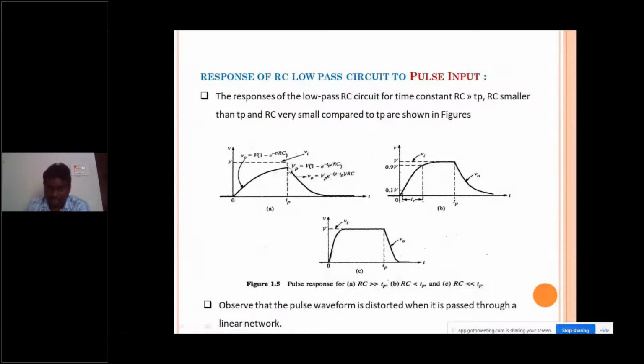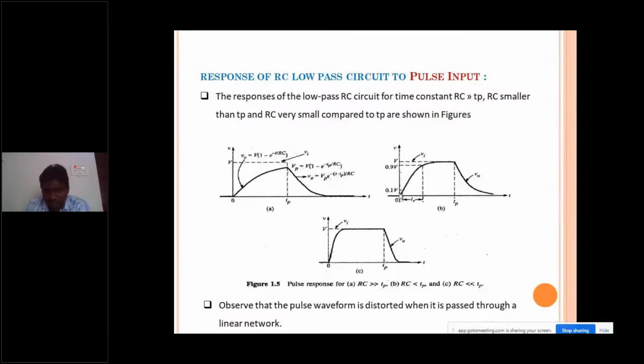That is why in the first graph, it is not reaching the maximum value. But if you see the second graph, RC is less than Tp, RC somewhat, not much less than. You can also see RC approximately equal to Tp. Then the output curve reaches the maximum value, right? Before reaching Tp, it reaches the maximum value.